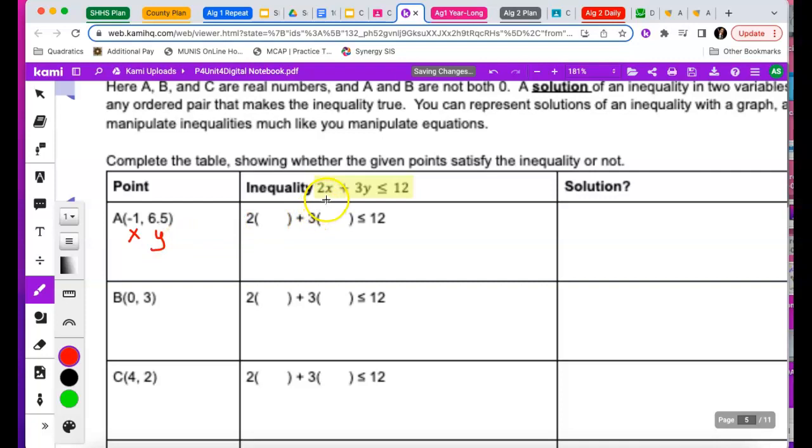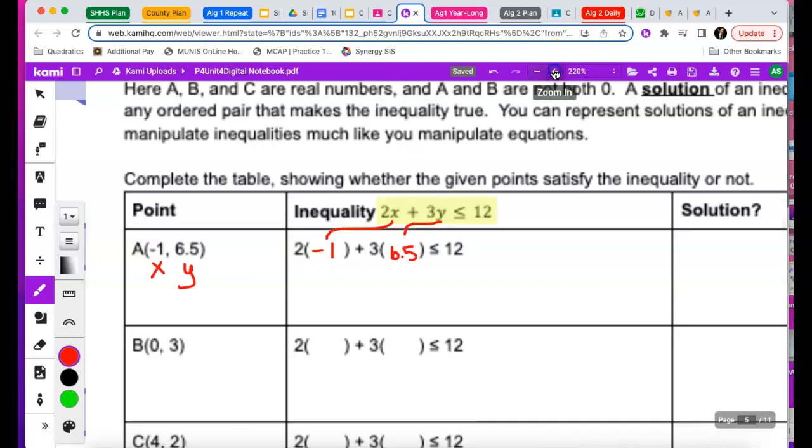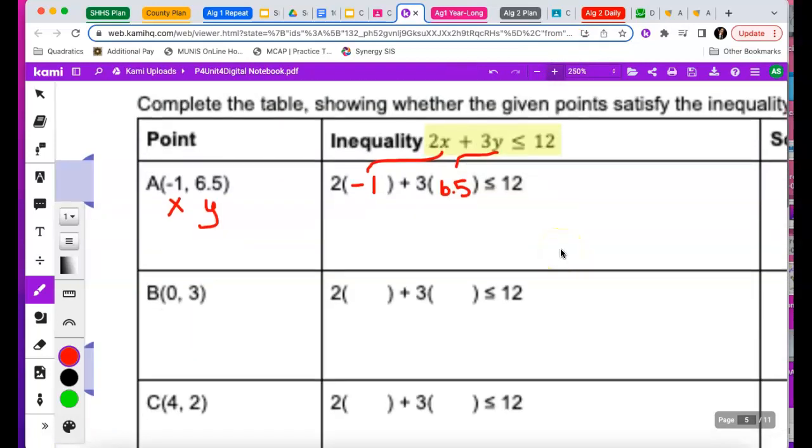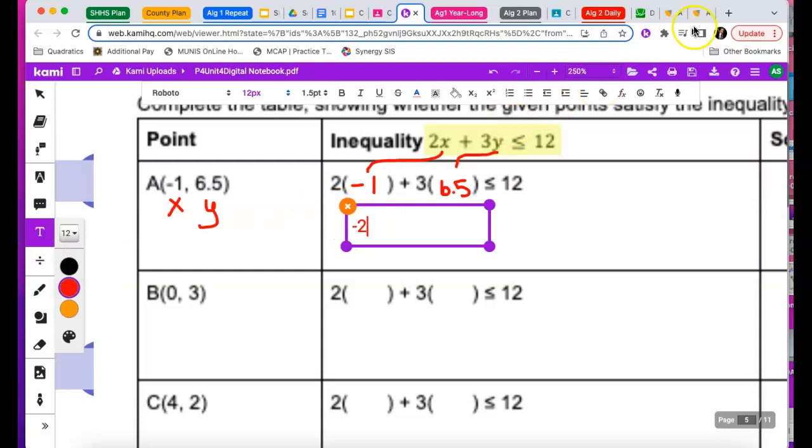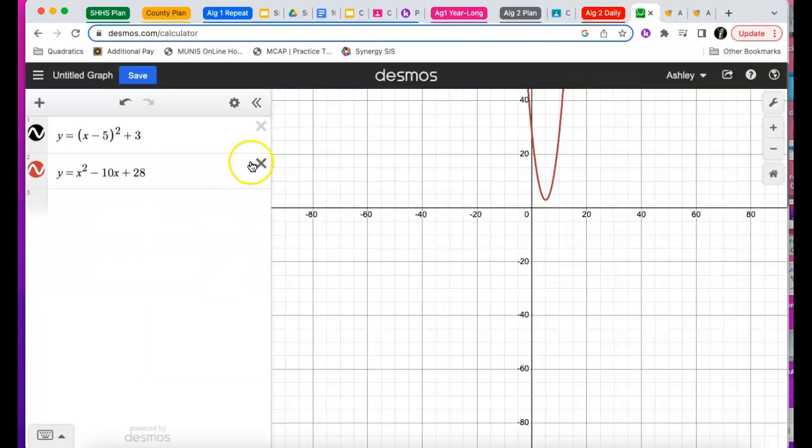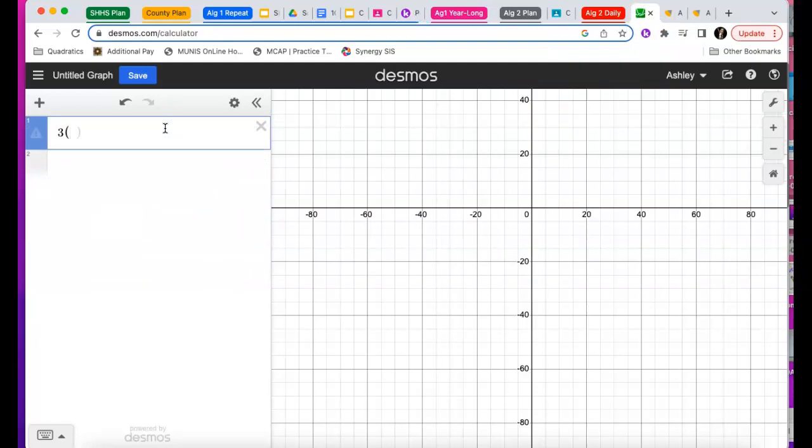So everywhere there's an x in my inequality, I'm going to put the number -1. And anywhere there's a y in the inequality, I'm going to put the number 6.5. So I substitute the number -1 into the first and 6.5 into the second. So now we just calculate some of these answers. So 2 times -1 is -2. And then I have 3 times 6.5, which I can do that in the calculator. So 3 times 6.5 is 19.5.